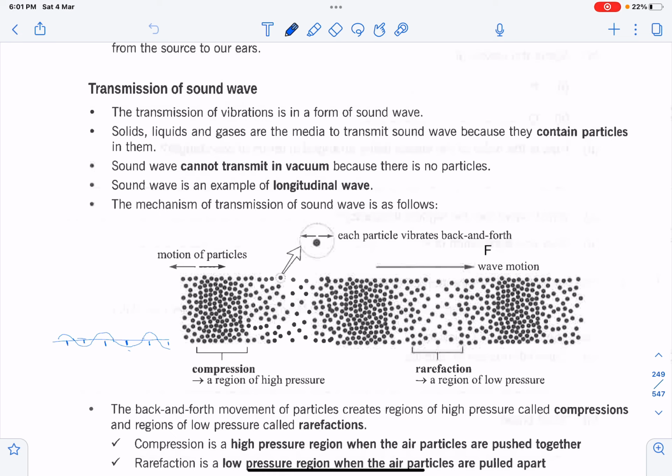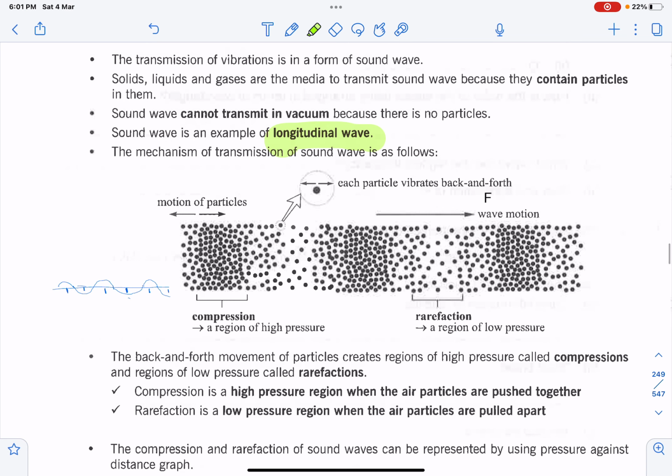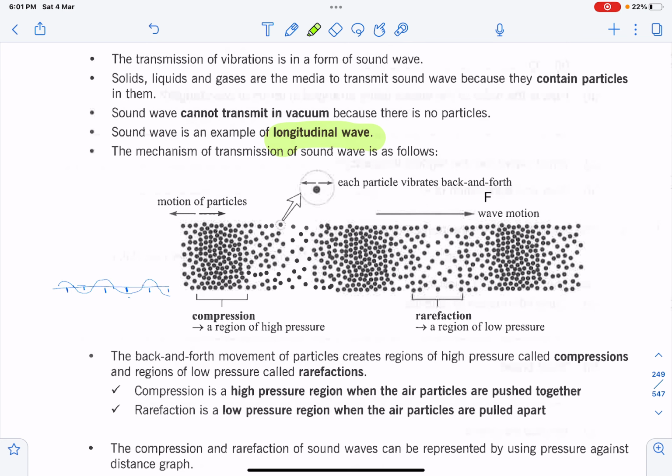Sound wave is an example of a longitudinal wave. In our previous few chapters, we learned that there are two types of wave: a transverse wave and a longitudinal wave. In this case, sound is an example of a longitudinal wave. Now, what is the meaning of longitudinal wave? Generally, the vibration is parallel with the motion of the particles.